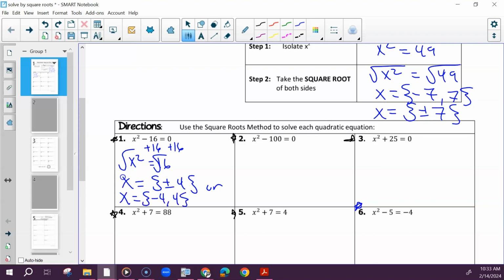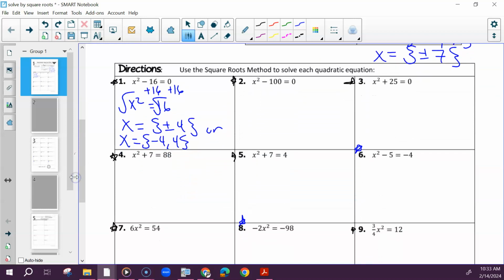When you do this, make sure it's least to greatest if you're not writing them together. Questions on that one? Okay. 2 is going to be similar, so let's skip to 3.